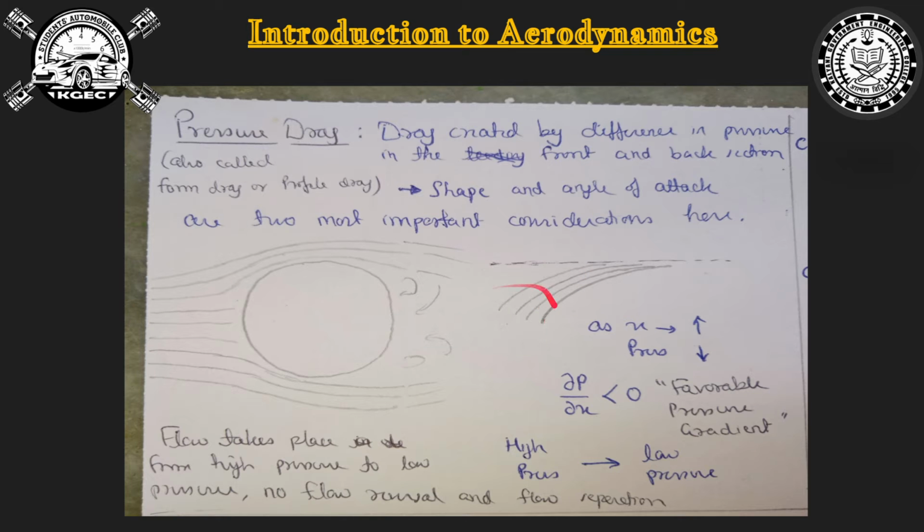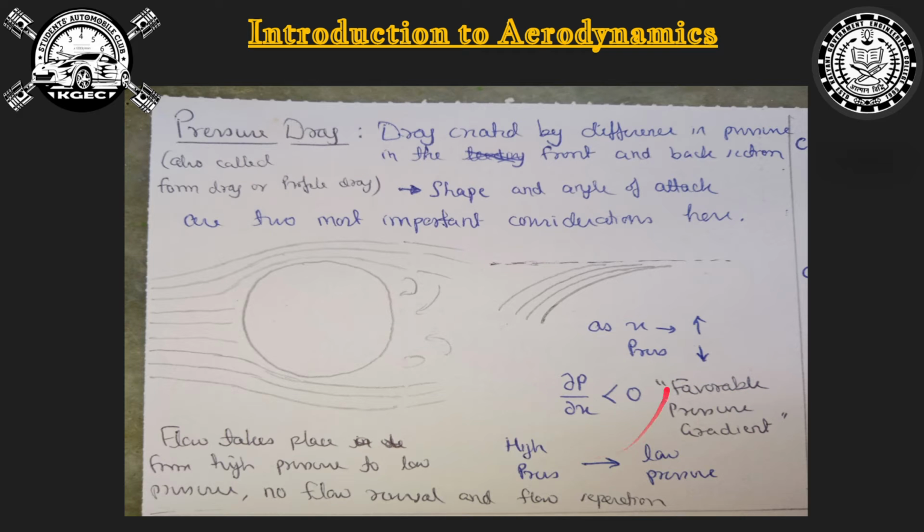So what happens is that this is a high pressure region. Sorry, velocity increases from here to here, and as velocity increases, pressure decreases. So this is a high pressure region, this is a low pressure region, and the flow takes place from high pressure to low pressure. This is the favorable condition. The flow always wants to take place from higher pressure to low pressure. So that is what is happening here. If we take this as the positive x, as we move along the positive x, the pressure decreases. This is called the favorable pressure gradient.